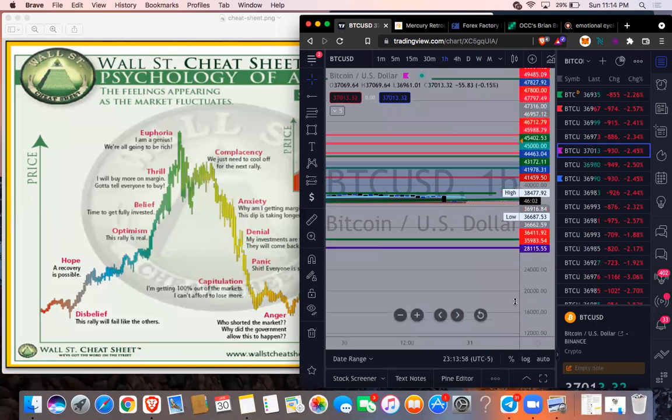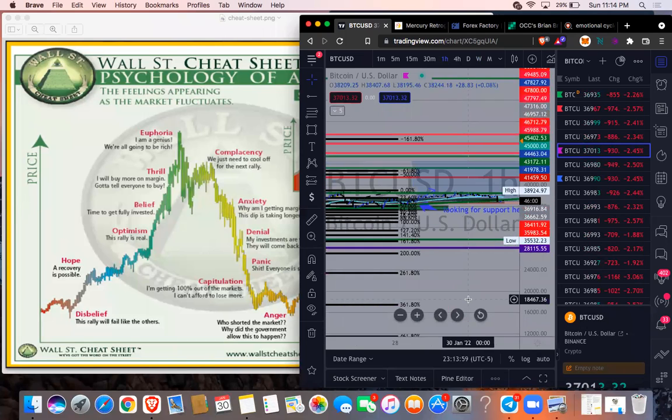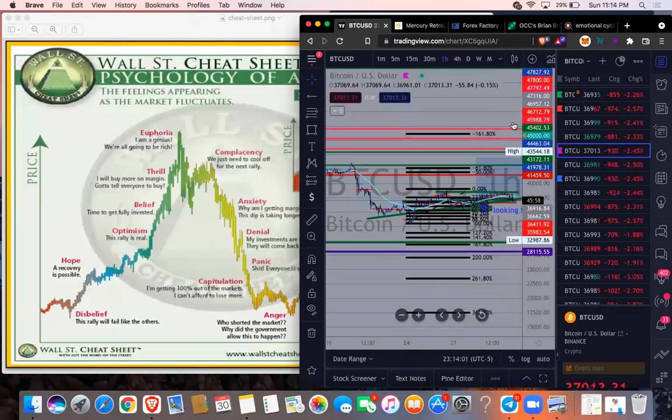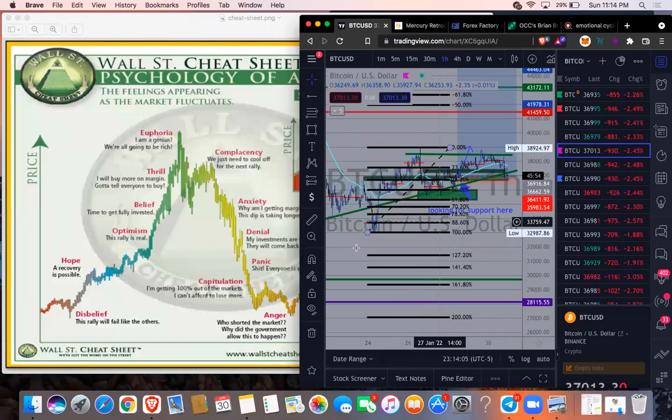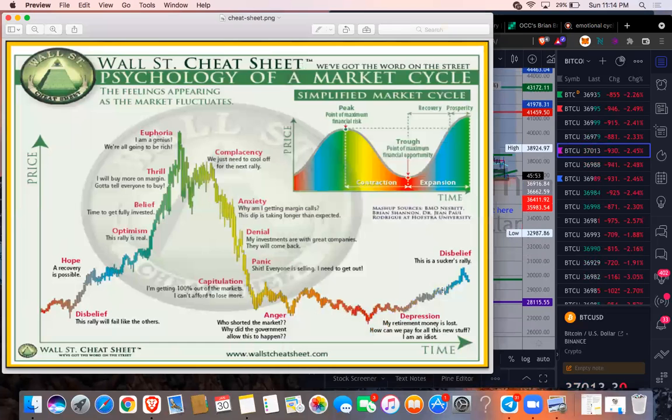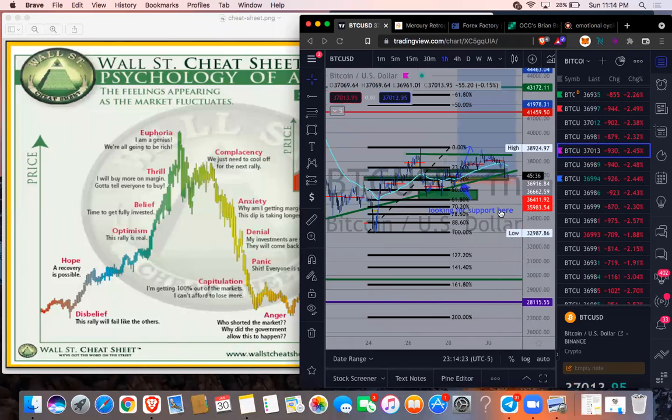I'm simplifying this, right? Nothing's this simple. But at some point, we need to make some sort of higher low. Once we make a higher low, disbelief. This is a sucker's rally. This rally will fail like the others. You're going to either hear this is a sucker's rally or this rally will fail like the others.